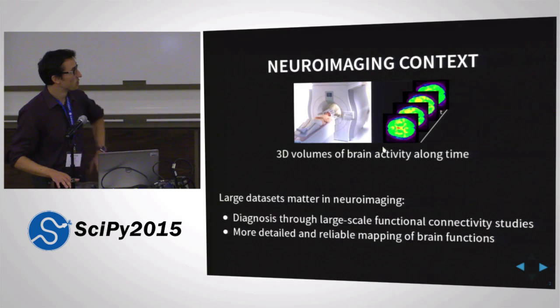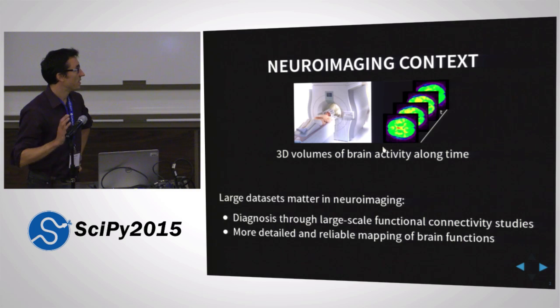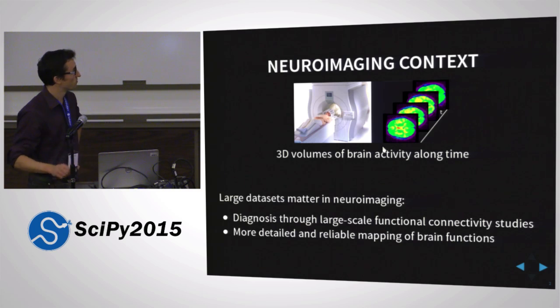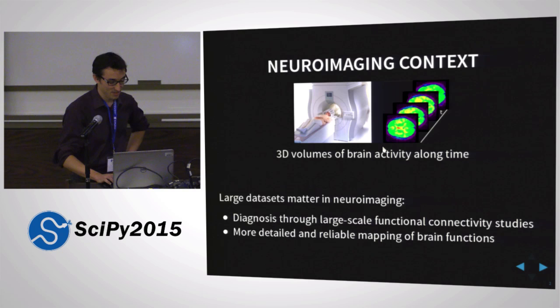So just a little bit of neuroimaging context. Basically, I'm going to talk about functional MRI. You put people in a scanner, and what you get is 3D volumes of brain activity, recorded over a long time, and you hope to use that for understanding the brain.